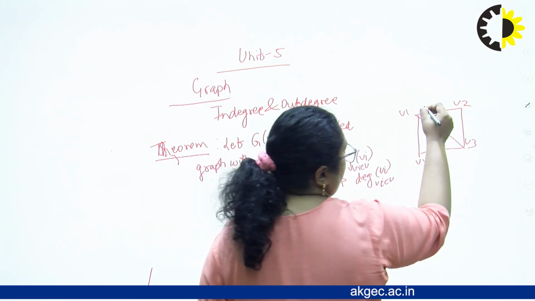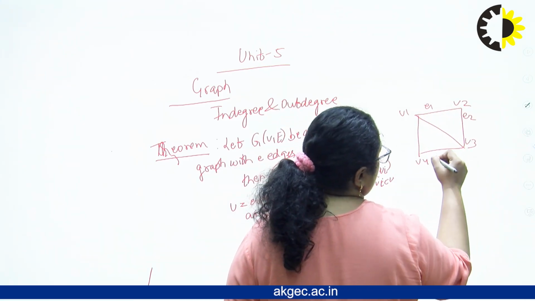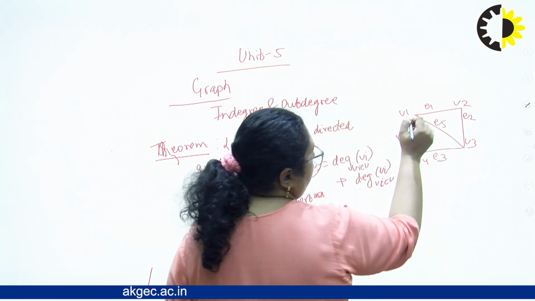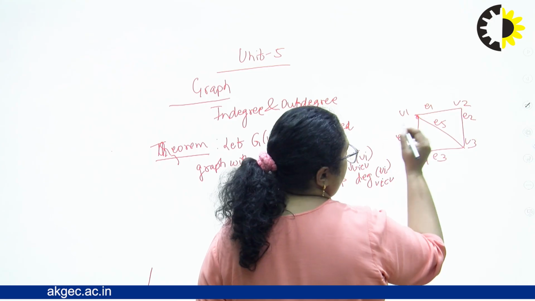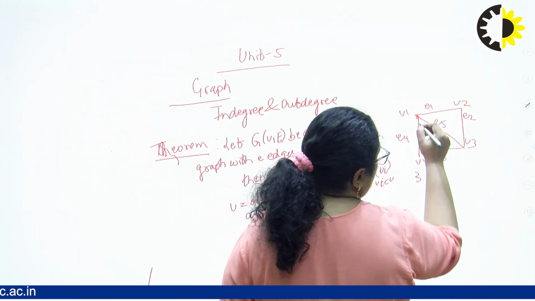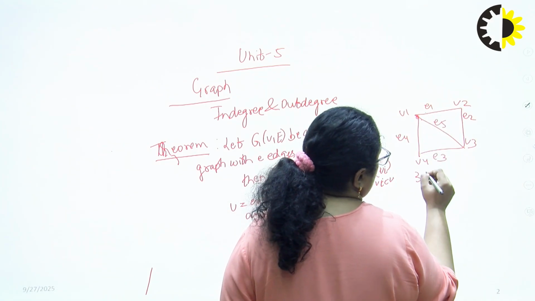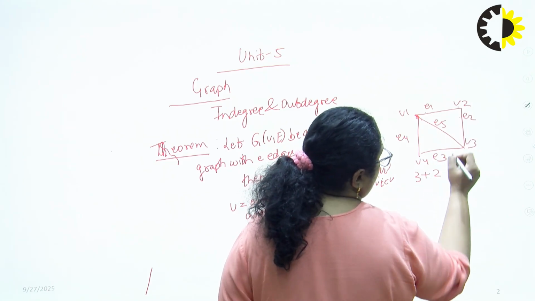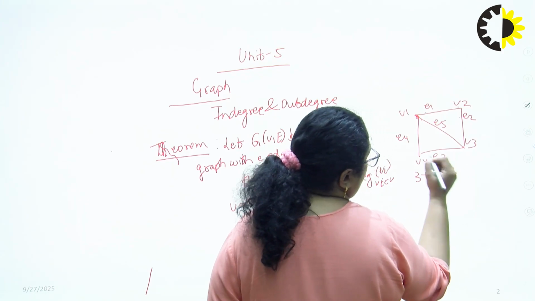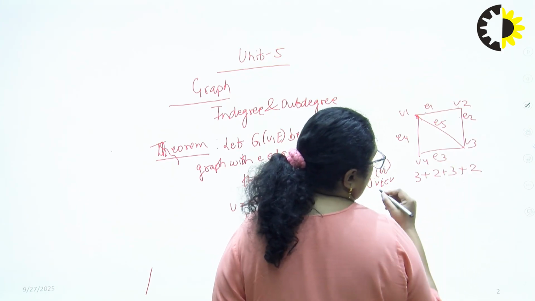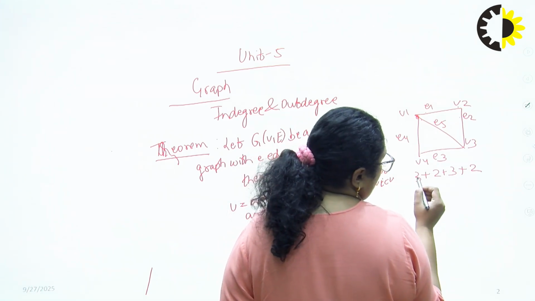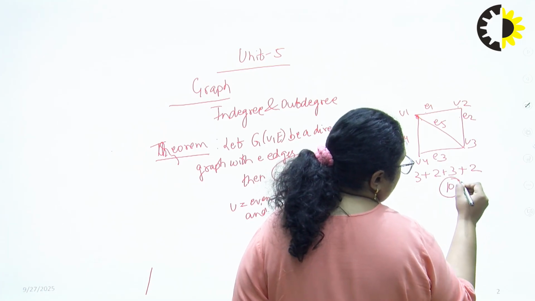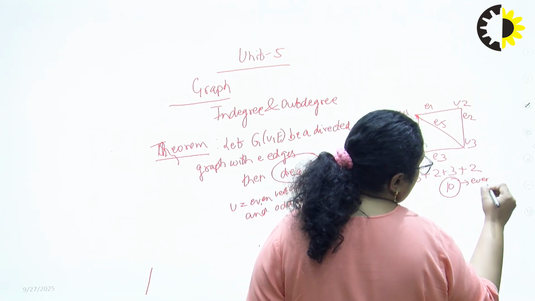Suppose we consider this graph. We look at the degree of this vertex, then it is 3, 1, 2, 3. If we look at the degree of B2, it is 2, B3 is 3, and B4 is again 2. So if we add it, 3 plus 3 is 6, 8, or 10. So it is an even number.